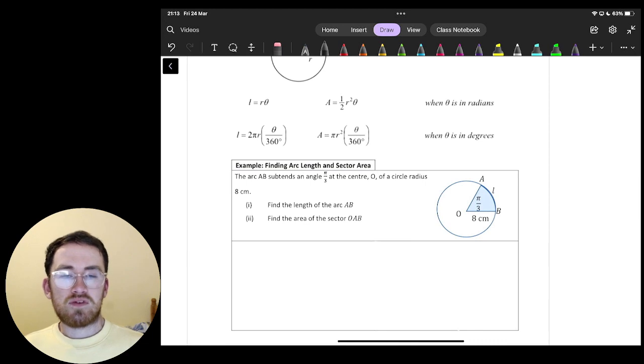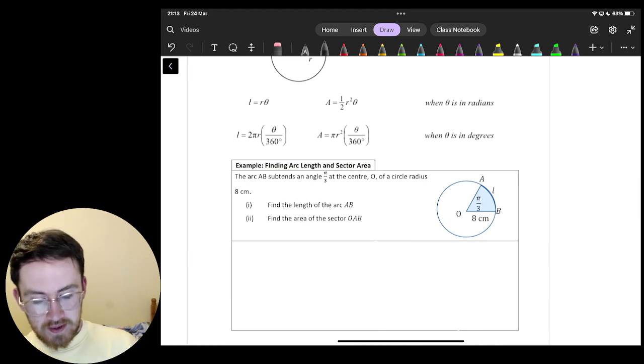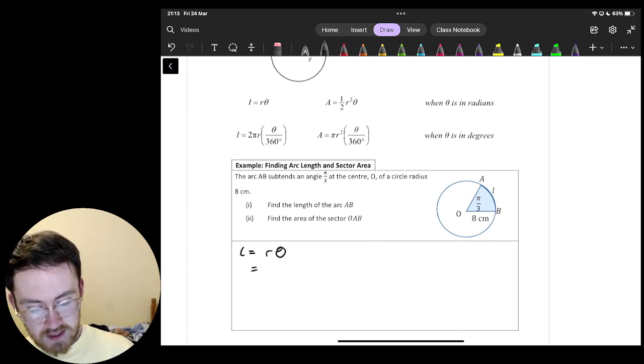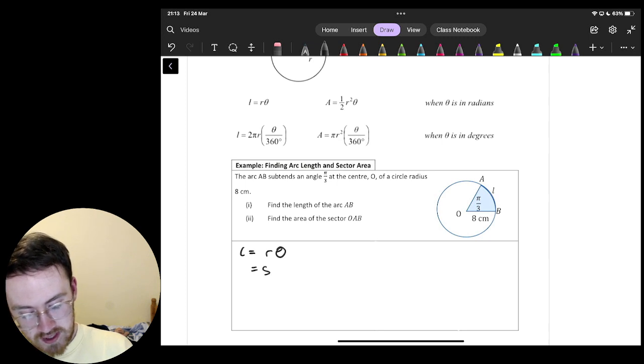So for this example, we're finding the length of the arc AB. So from our formula, which as we've said before, you start off by always writing out your formula, keep everything consistent. So the radius is 8, my angle is pi over 3.